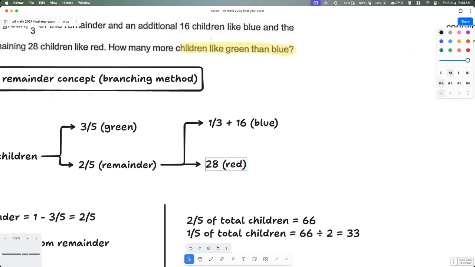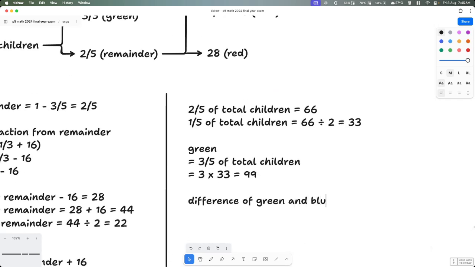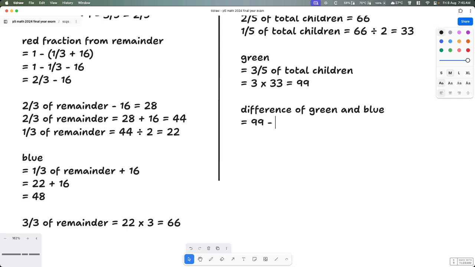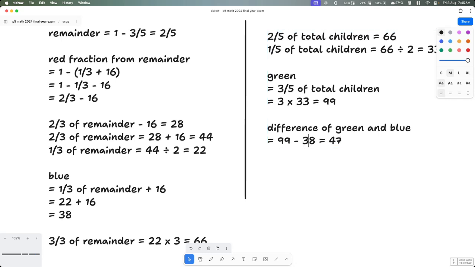So now what is the difference of green and blue? It is equal to 99 minus, so what's blue? Blue is 48. This should give us 47. Oops, my bad. So this one should be 38 instead. So 99 minus 38.